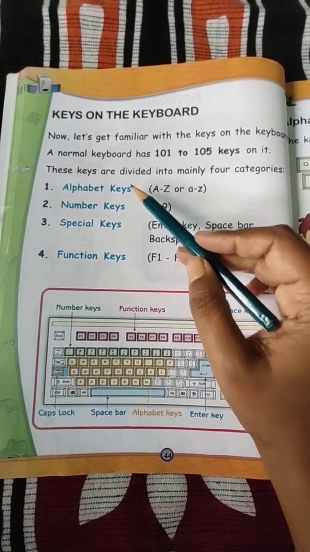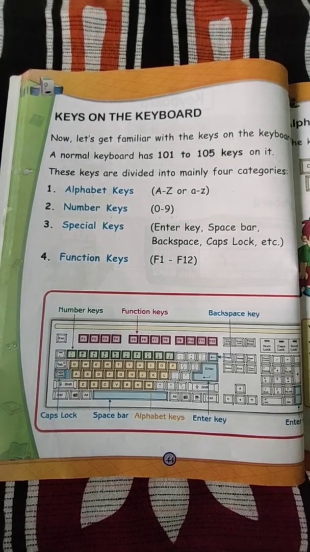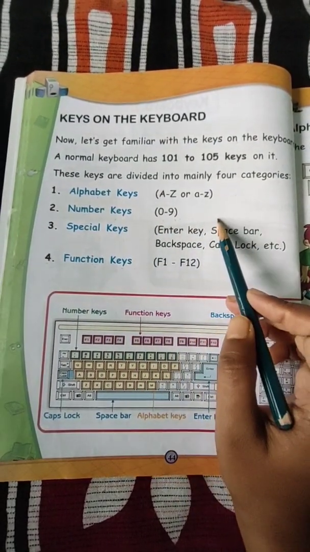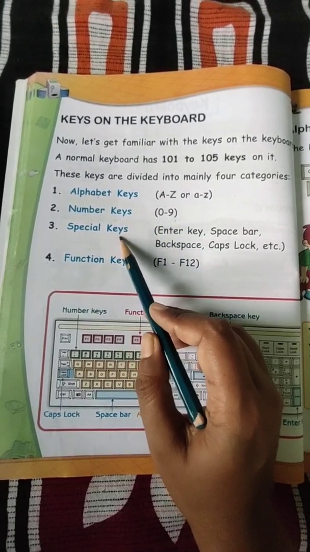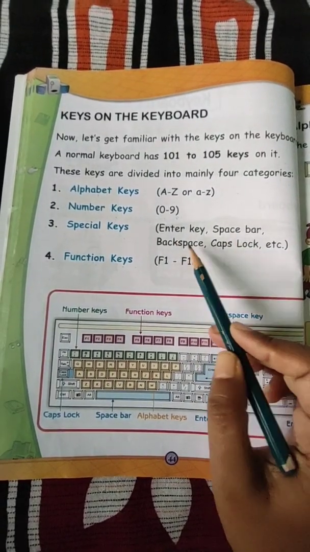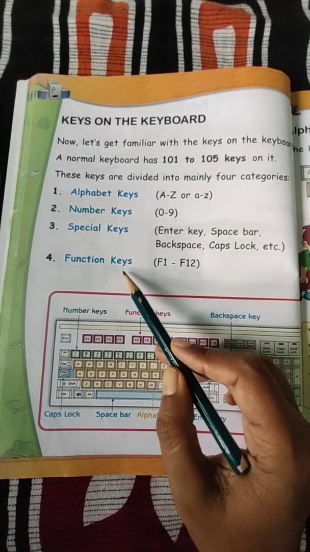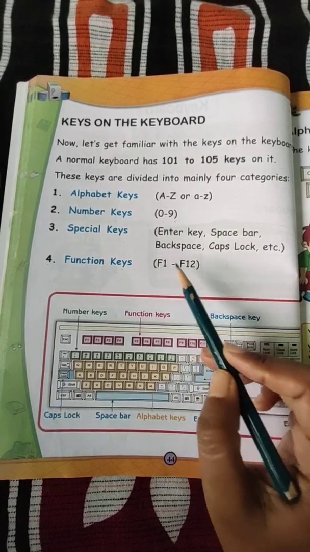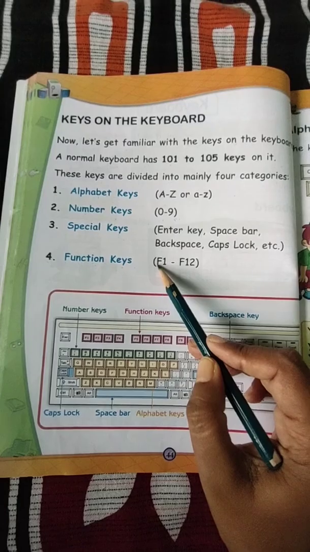Now, what is alphabet keys? The alphabets from A to Z are alphabet keys. What is number key? The digits from 0 to 9 are number keys. What is special keys? Some keys like enter key, spacebar key, backspace, caps lock, these are some special keys. What is function key? The keys from F1 to F12 are function keys, and here F stands for function.